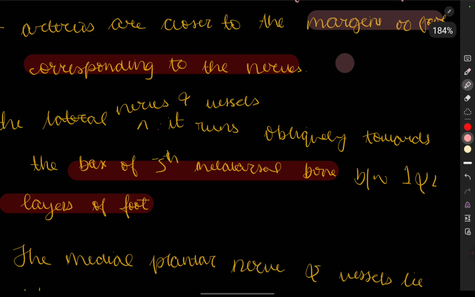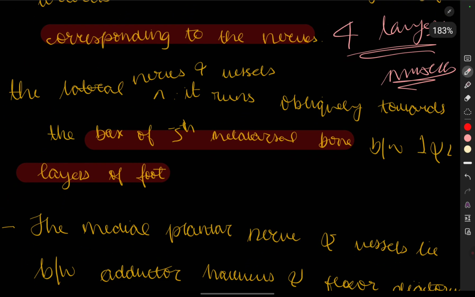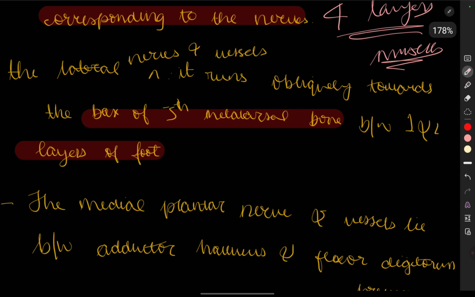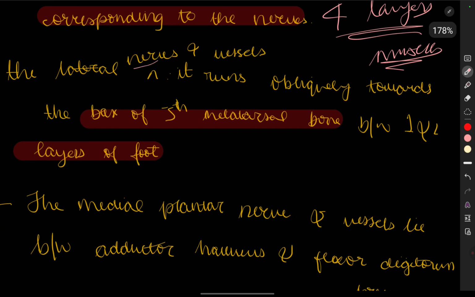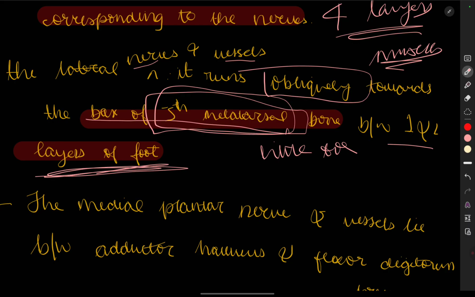The foot has four layers, and they contain muscles. We will study those muscles in the next video. So the nerves and the vessels run obliquely towards the base of the fifth metatarsal bone, that is the little toe, between the first and the second layers of the foot.